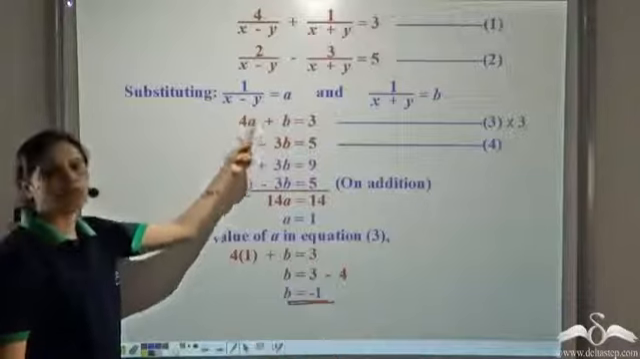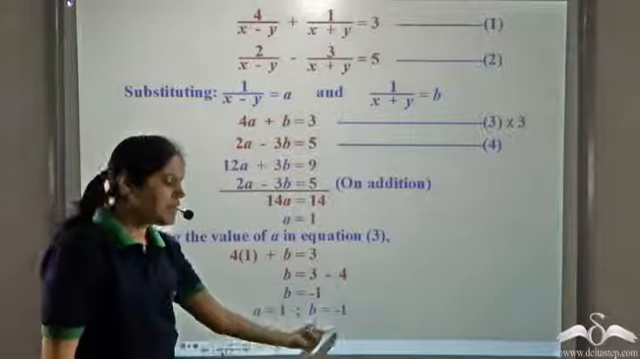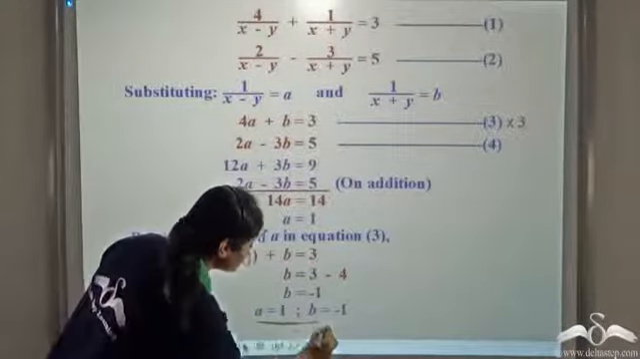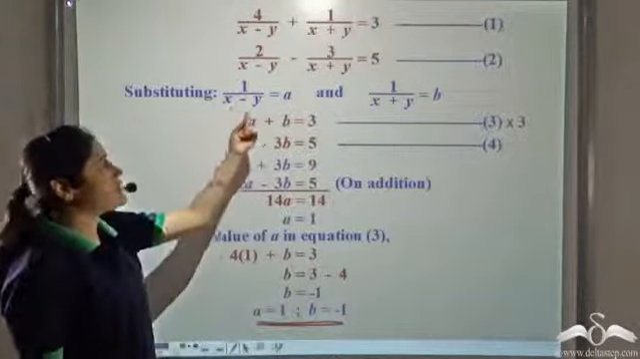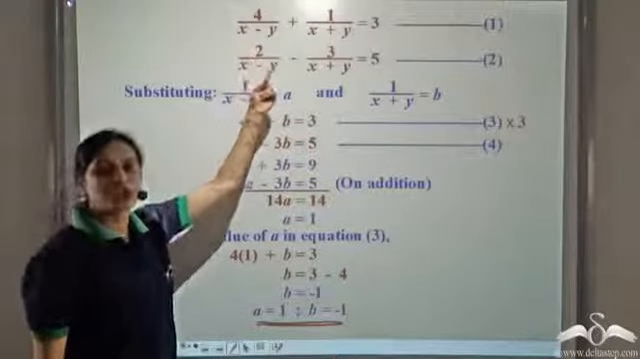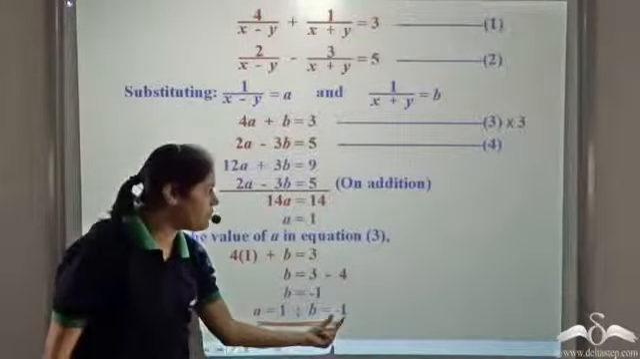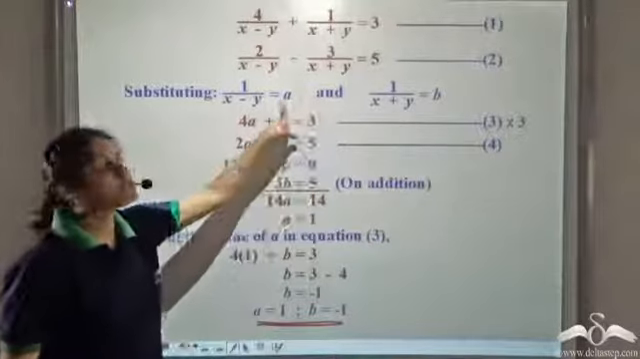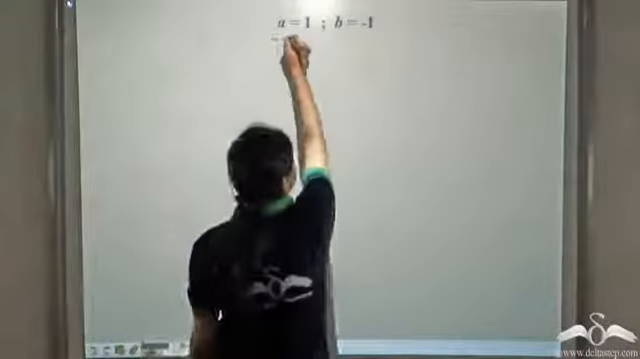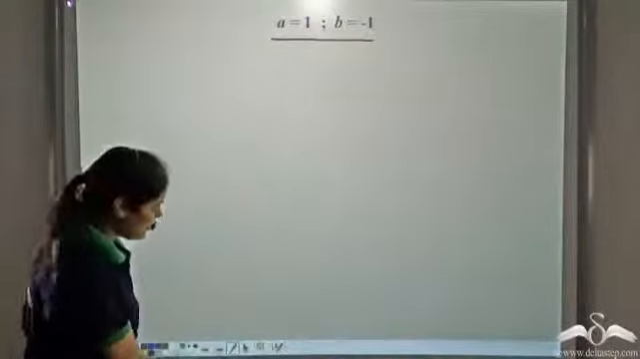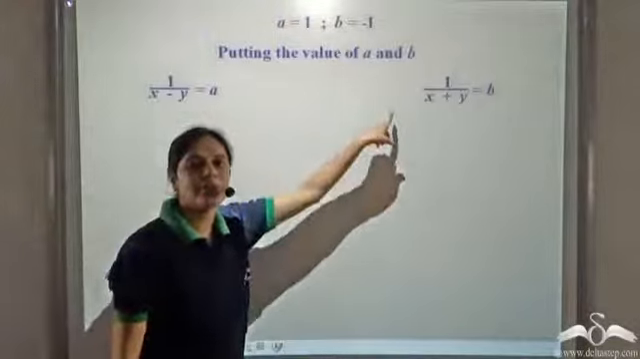So solving these two linear equations in two variables, we get a is equal to 1 and b is equal to negative 1. This is the solution. But we want the values of x and y which satisfy these two equations. So we need to put this value of a and this value of b here and solve for x and y. So we use this solution which we have obtained and put it in these substitutions which we had made earlier.